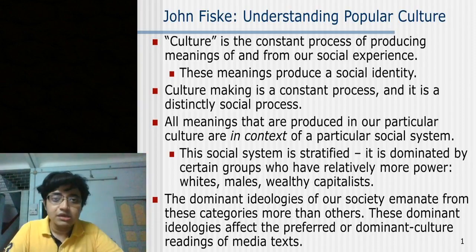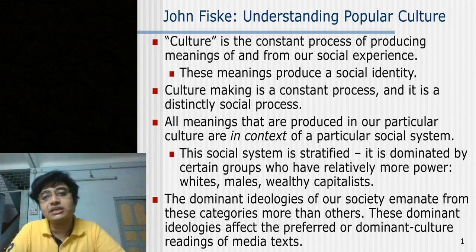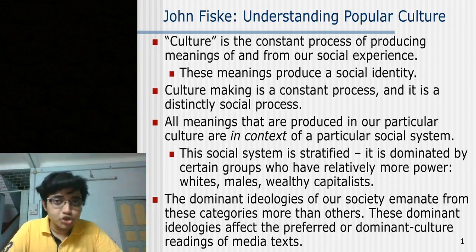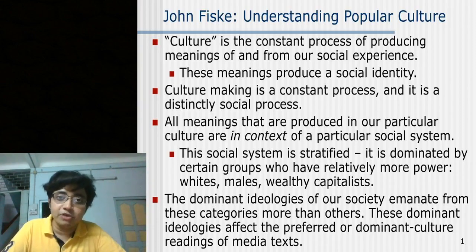So these meanings produce a social identity. Culture making is a constant process. It is a distinctly important social process. সংস্কৃতি, আমাদের সিনেমা, আমাদের থিয়েটার is also an example of culture.